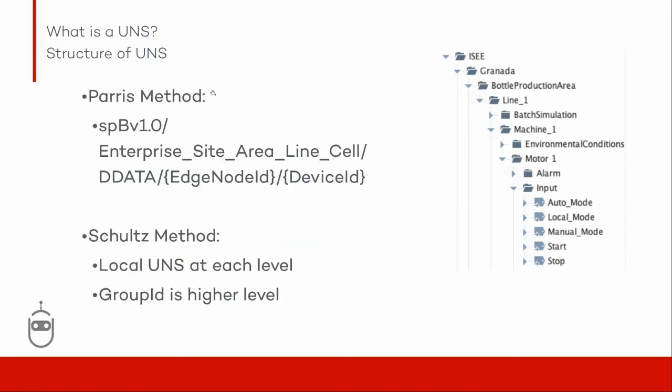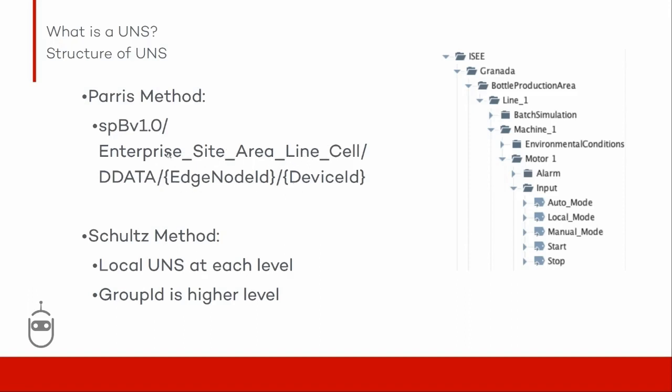Within the community, there are different methods of doing this, and two of the methods I would like to highlight here. First is the Paris method, developed by Matthew Paris. What he suggests is that you use a topic like this, so that you put your ISA-95 part here with delimiters in between the levels. In this case, as the group ID, he puts in the enterprise, site, area, line, cell, and then the edge node device ID is just left blank.